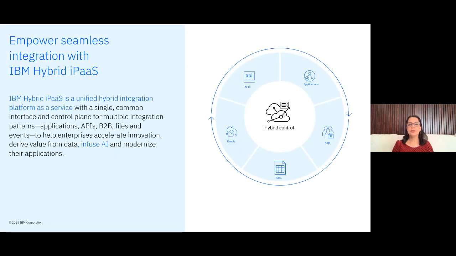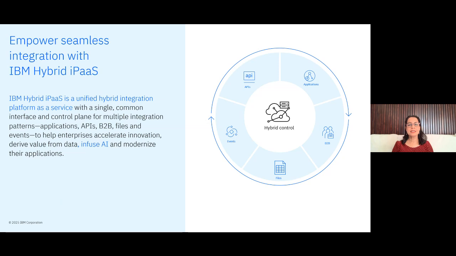And so we come to understanding what is IBM's integration solution. We call it the IBM Hybrid iPaaS. It is our unified integration platform as a service. We provide a single common user interface and a control plane that allows you to manage hybrid deployments across different integration patterns, where customers can leverage the power of app integration, API integration, B2B integration, and managed file transfer with a centralized UX and the ability, which is very key, to develop anywhere and deploy anywhere. This helps enterprises accelerate innovation, derive value from data, infuse AI, and of course, modernize their applications.